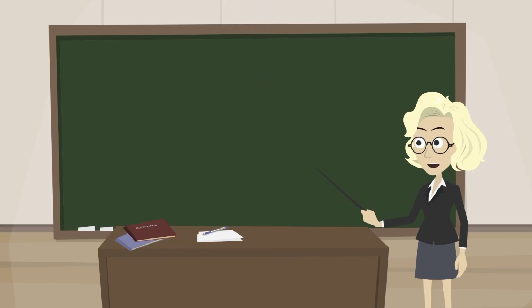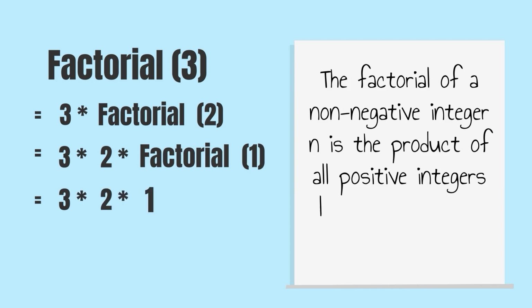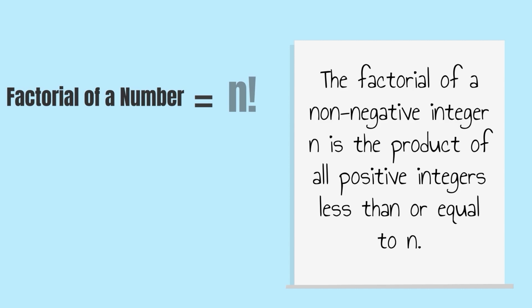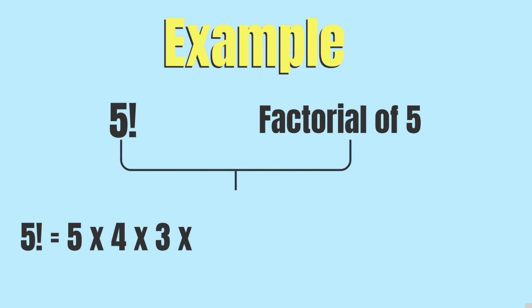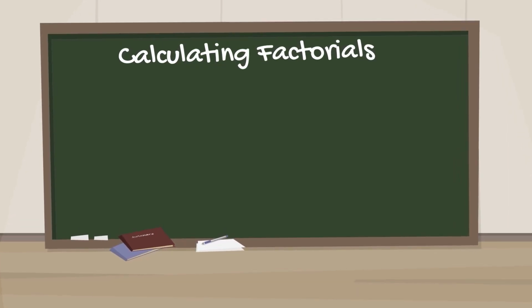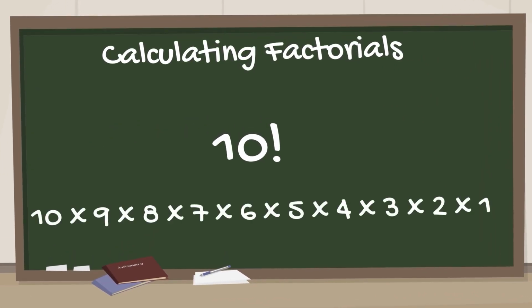A classic example of recursion is calculating factorials. The factorial of a non-negative integer n is the product of all positive integers less than or equal to n. The factorial of a number is expressed as n!. For example, 5 factorial can be calculated as 5 times 4 times 3 times 2 times 1, which is equal to 120. So in other words, if we want to find the factorial of 10, we have to multiply all the numbers from 1 to 10 with each other.